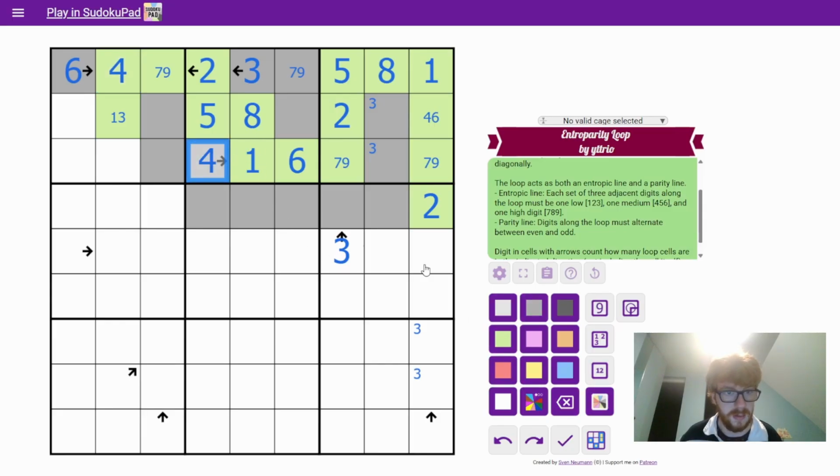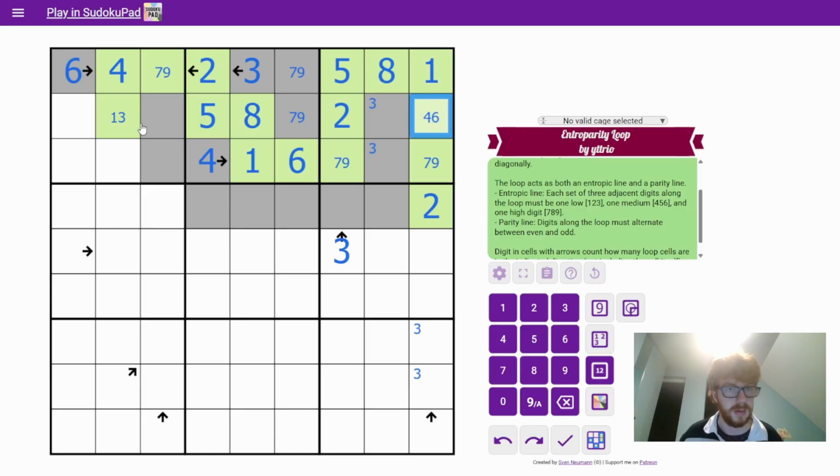That's gray. That is a 7 or 9. After low comes medium. Oh, that's 4 or 6. Okay. In fact, where in this row do 4 and 6 go? They go there, so that's now a 3.